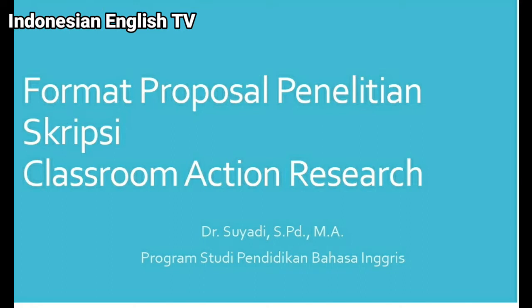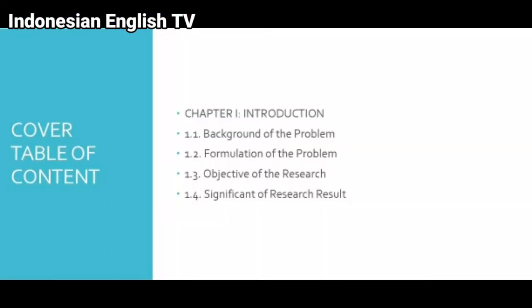Then please follow the format of writing a classroom action research for students of the English department. In chapter 1, you have 4 items. Chapter 1 is the introduction. In the introduction, you have 1.1, background of the problems. So you need to write the background of why and how you are conducting a classroom action research in this classroom.